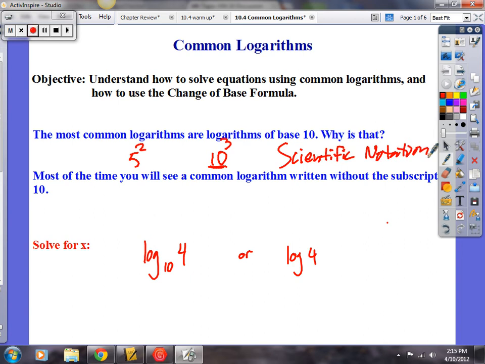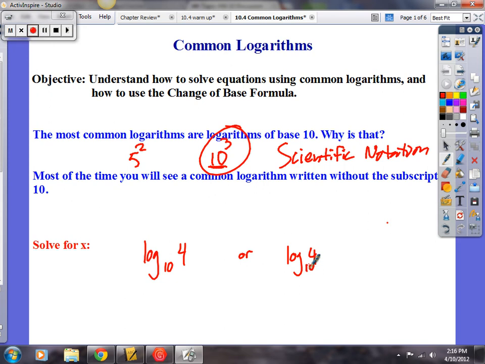So when your base is 10, this is a piece of cake. This is going to be by far the one you see the very most. It's going to be the most common, and because it is the most common, we're going to write it without the subscript. These two things are equal: if you see log in base 10 of 4, that is the exact same thing as log of 4. So we're going to get lazy and leave off the 10.